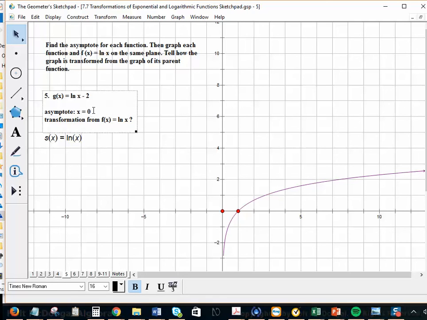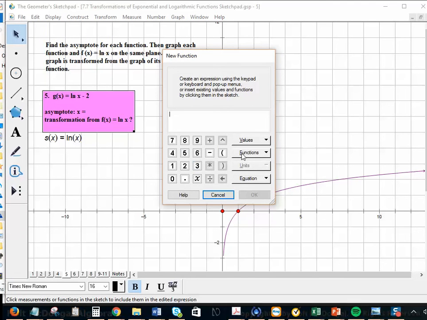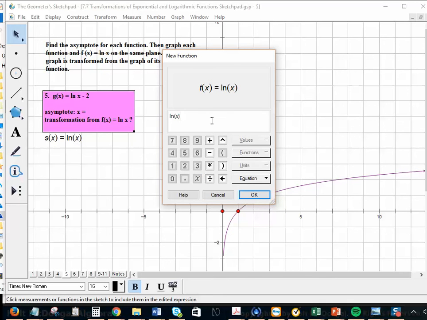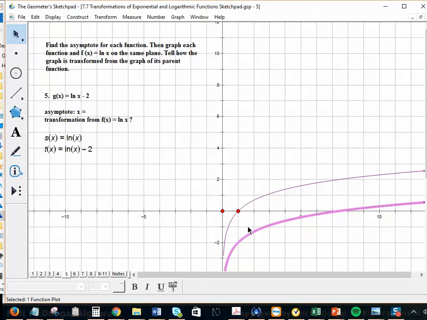So for the parent function, the asymptote is x equals 0. But the transformed graph, let's check this one, natural log of x minus 2. So again, go to functions, natural log of x, and then I need the minus 2 part. So I clicked outside the parentheses and then I wrote minus 2. And that moved it down 2 units. So that's the transformation. And the asymptote is still going to be x equals 0.